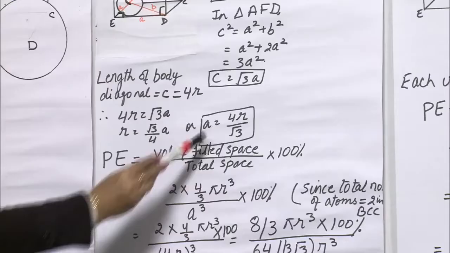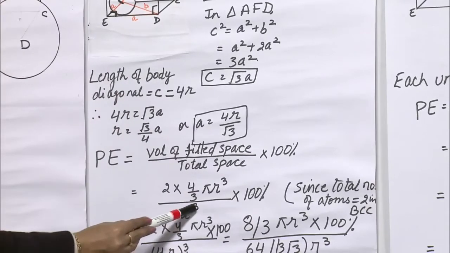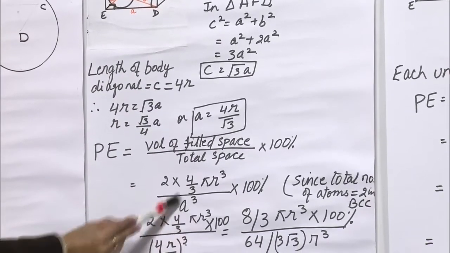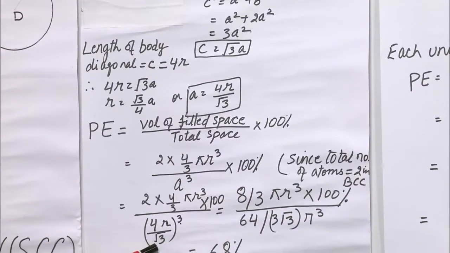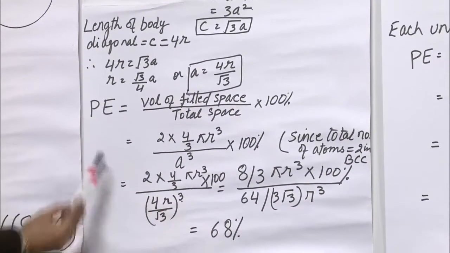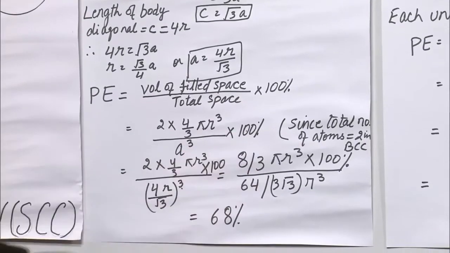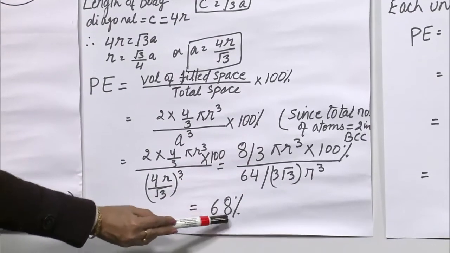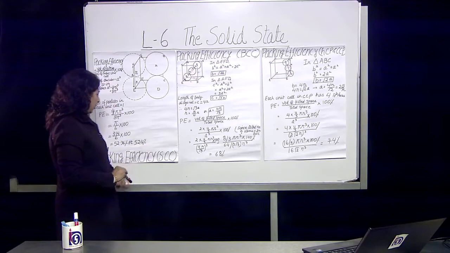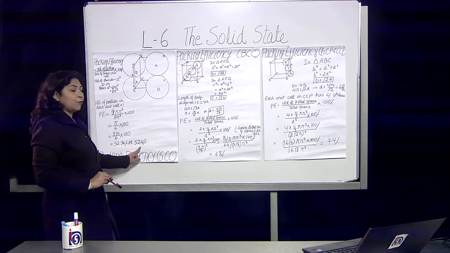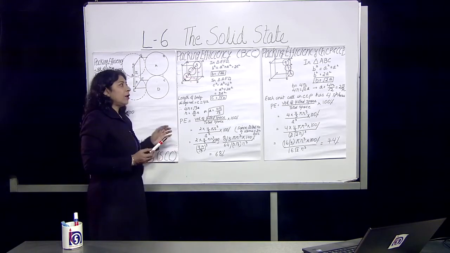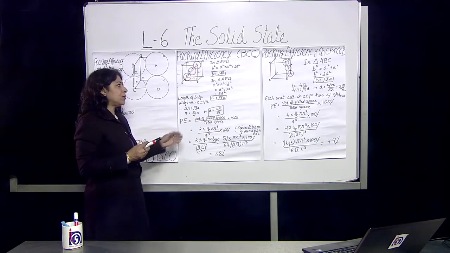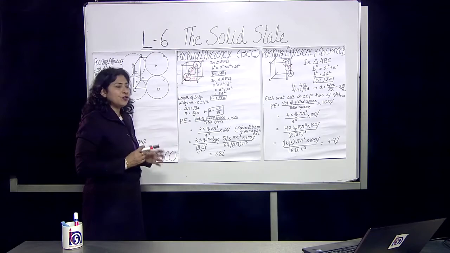And what is the volume of the total cube? That is a cube. But let's put the value of a over here. We get (4r upon root 3) cube. Now if you solve this equation, we will get 68%. Now here you can check, this was 52.4, this is 68%. It means here the packing is more, so this solid will be more efficient in packing.